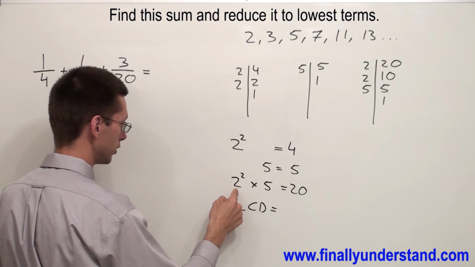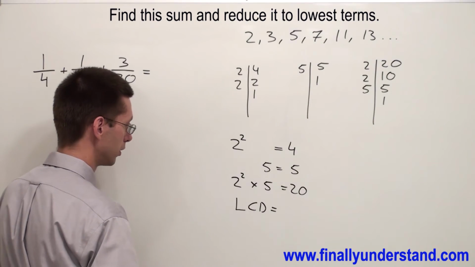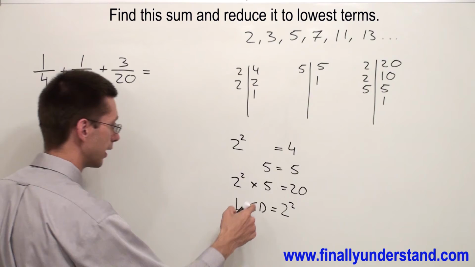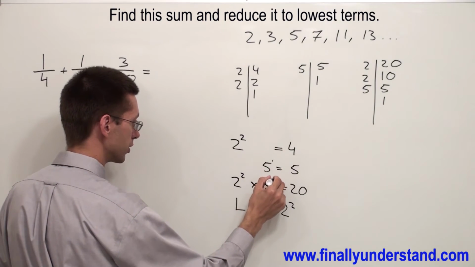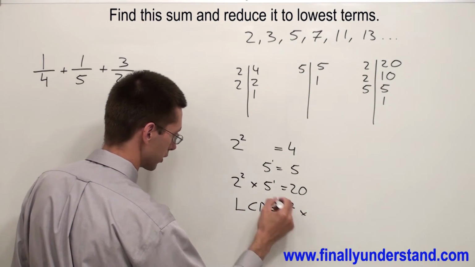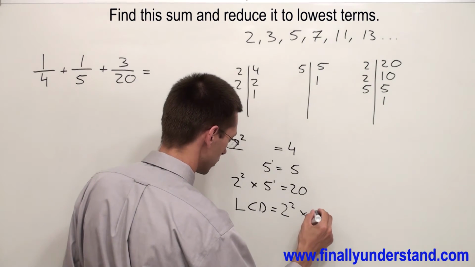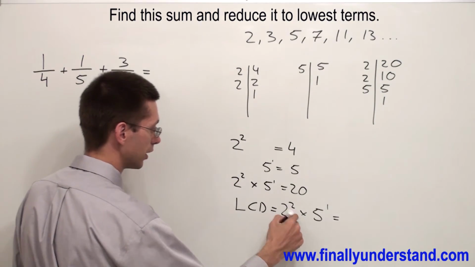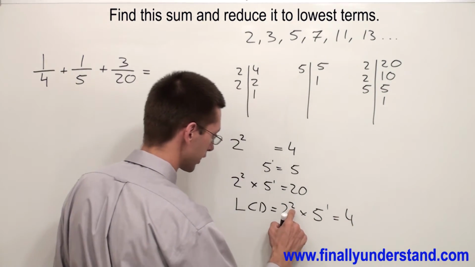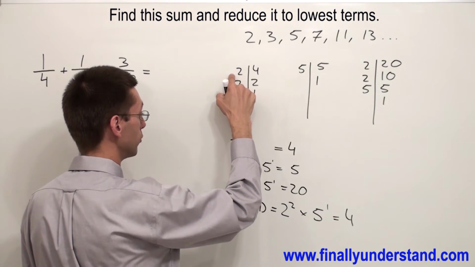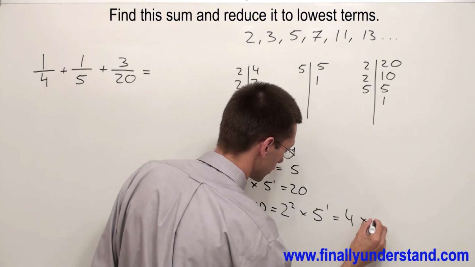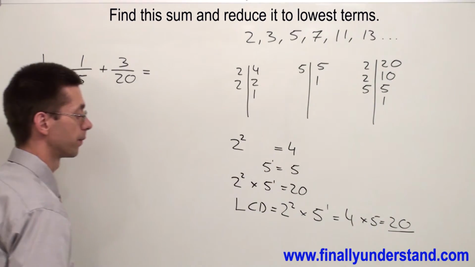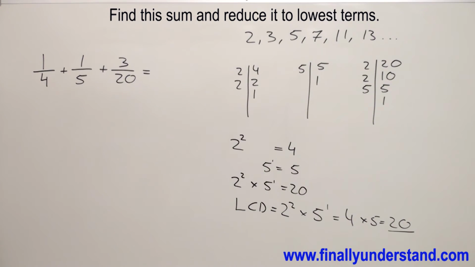We have 2 and this 2 goes to the second power. So I'm going to just copy this down, 2 to the second power. And anytime we have no power, there is always an invisible 1. So I'm going to simply take either one. So I have 5 to the first power. 2 to the second power is 4, because it is 2 times 2, times 5 equals 20. That's why my common denominator is 20.